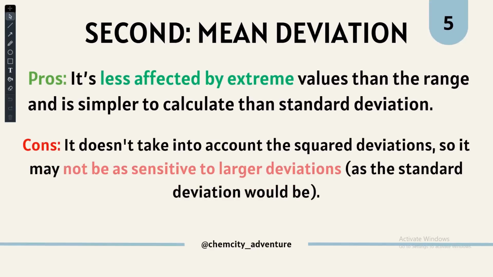Well, the second point, mean deviation. What are the pros? Well, it's less affected by extreme values than the range, and it's simpler to calculate than standard deviation. What about cons? It doesn't take into account the squared deviations, so it may not be as sensitive to larger deviations as the standard deviation would be. It's something between range and standard deviation, actually. It's less complicated than standard deviation, but more complicated than range.